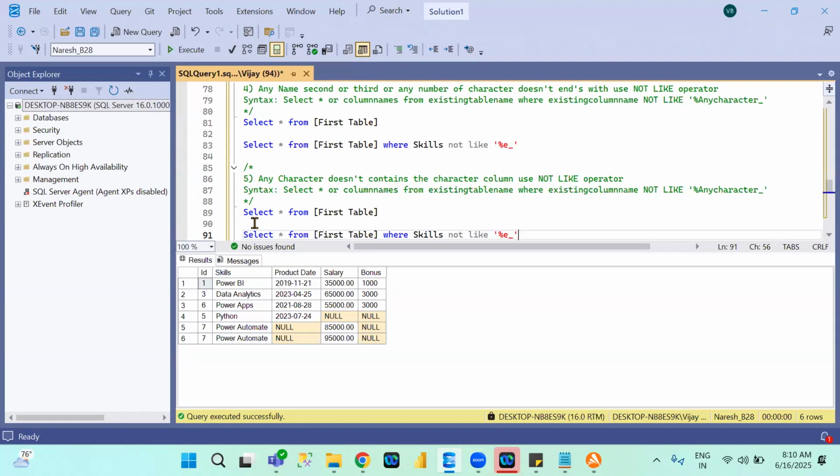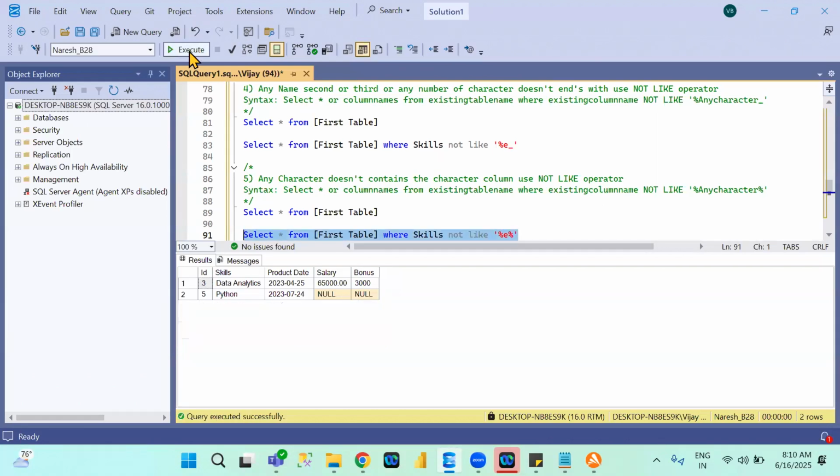Understand clearly? Okay. What is this one? Does not contains, right? Contains means percentage. Understand or not? Now, doesn't contains E related. What names are there? Very good. Understood. Doesn't contains E.